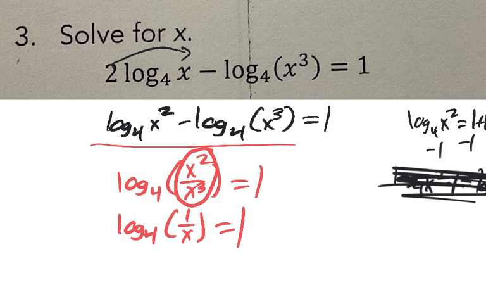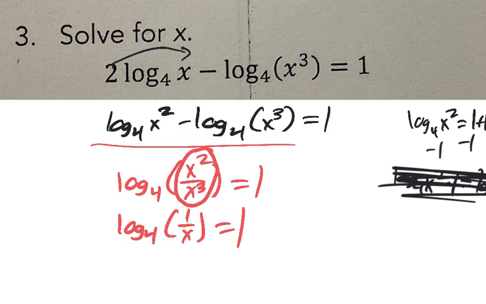So this would be x to the first. For me, we had x squared over x cubed, which should be what? X to the negative first. 2 minus 3 is negative 1. And what is x to the negative first? 1 over x. 1 over x to the first.